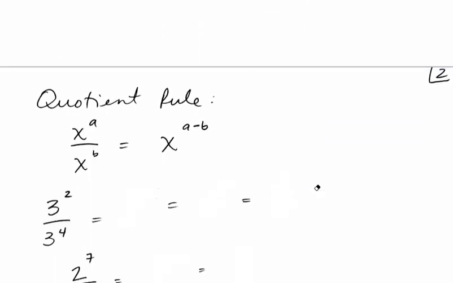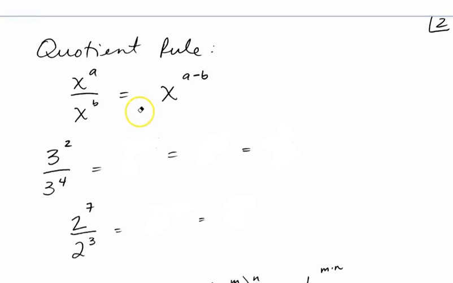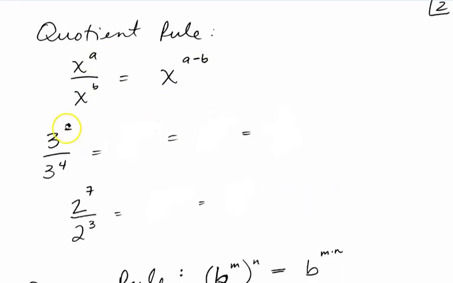So the quotient rule. The quotient rule is when we divide exponential terms that have the same base, then we just subtract exponents, the one in the numerator minus the exponent in the denominator. So that's a way to simplify. So if it's 3 squared divided by 3 to the fourth, we're going to say 3 to the 2 minus 4 power, which would be 3 to the negative 2, which we wouldn't always just generally do this, but oftentimes we want to write them with positive exponents.